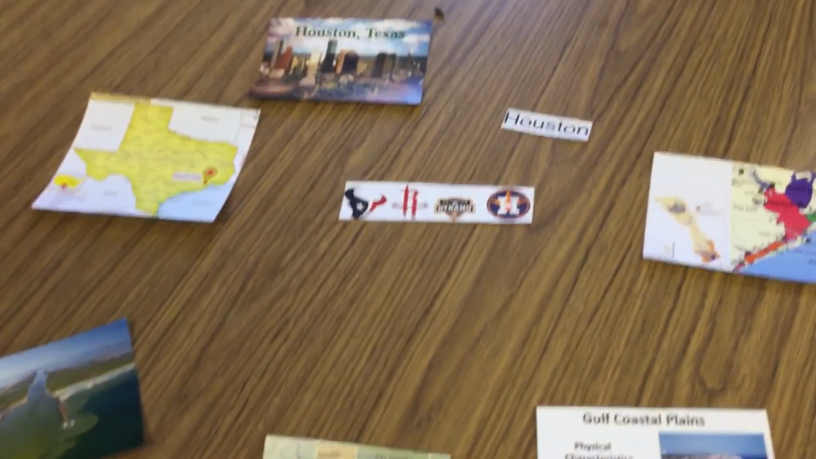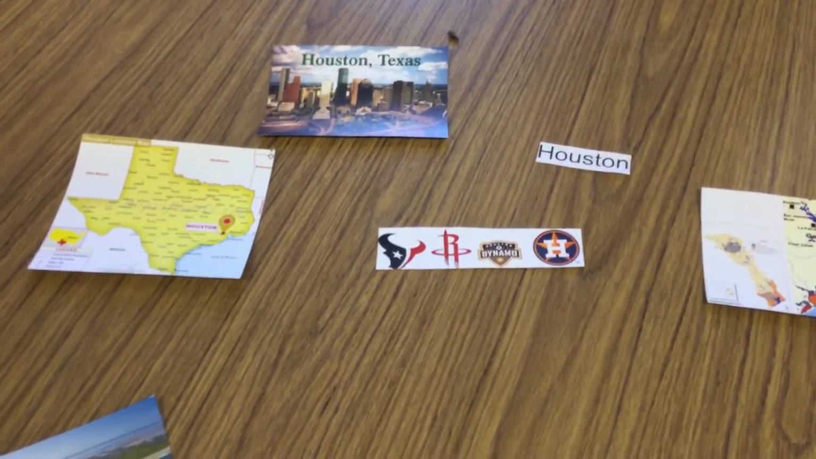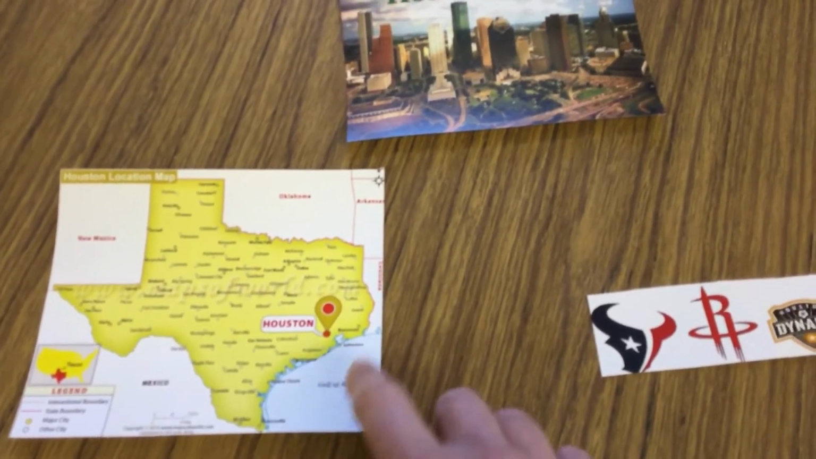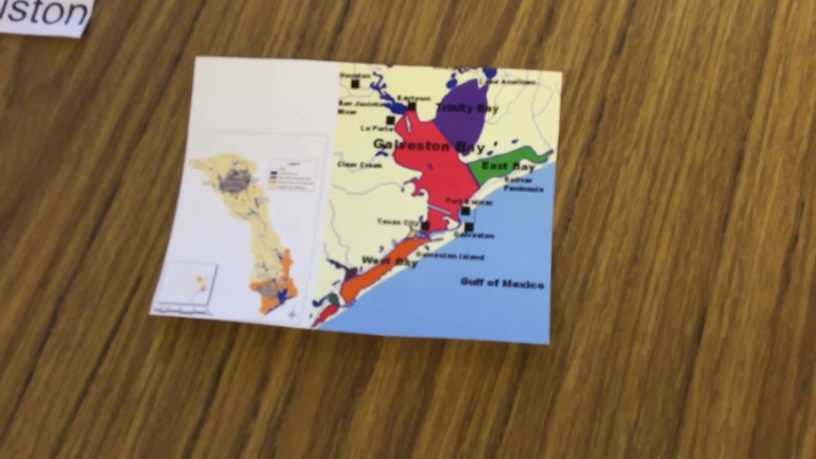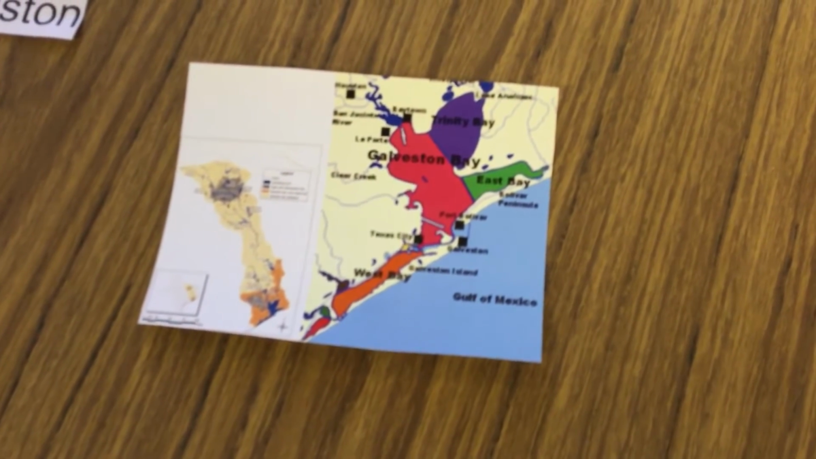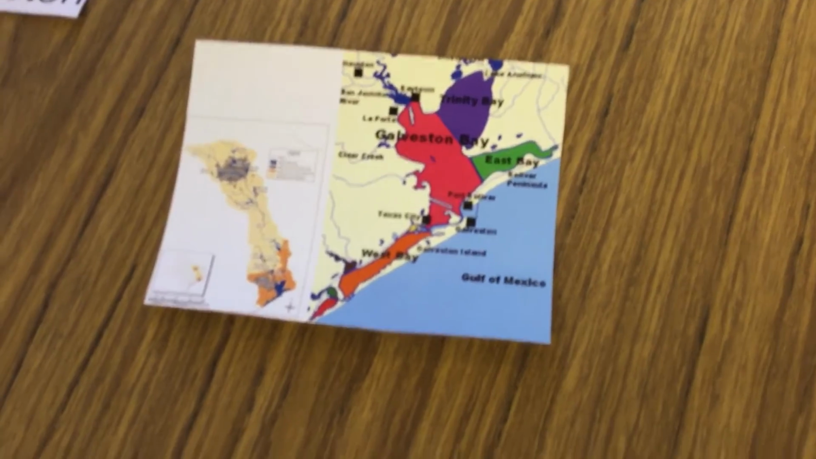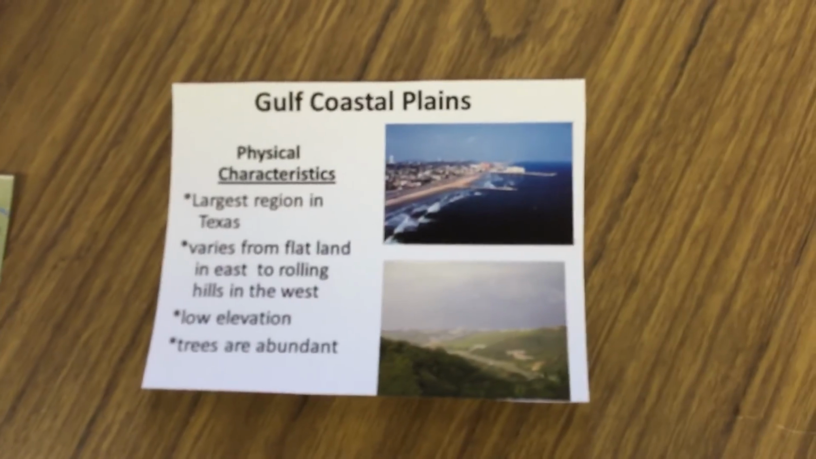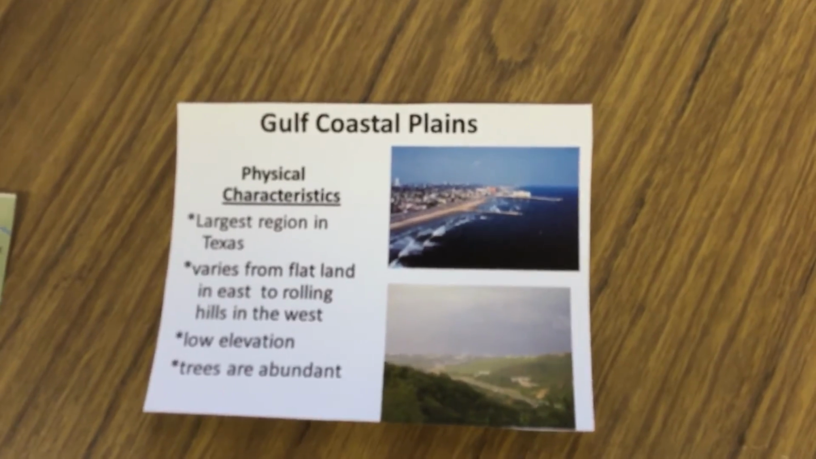Then we also talk about Houston. We'll also talk about the coast, the Gulf Coast. So there's Houston. This is where Houston is located on the map. And see how it's close to the Gulf of Mexico. Some more sports teams that you might find in Houston. That's the Bay Area that's close to Houston. And we'll talk about the Gulf Coast plains.